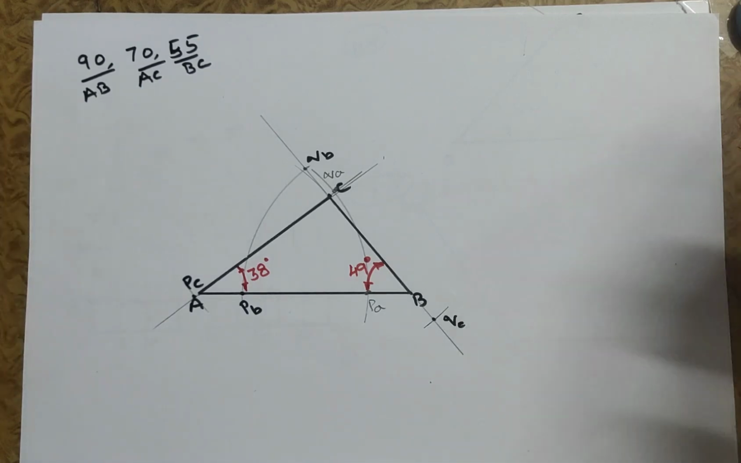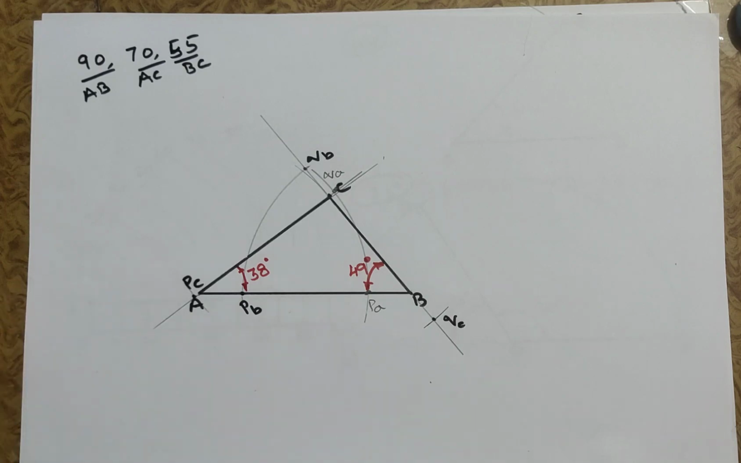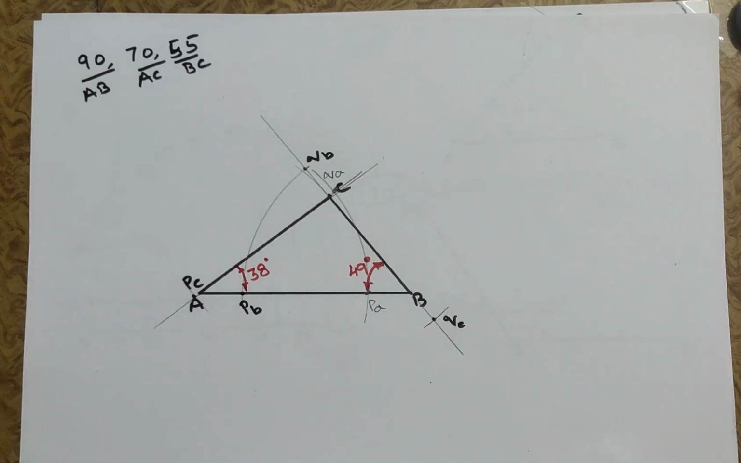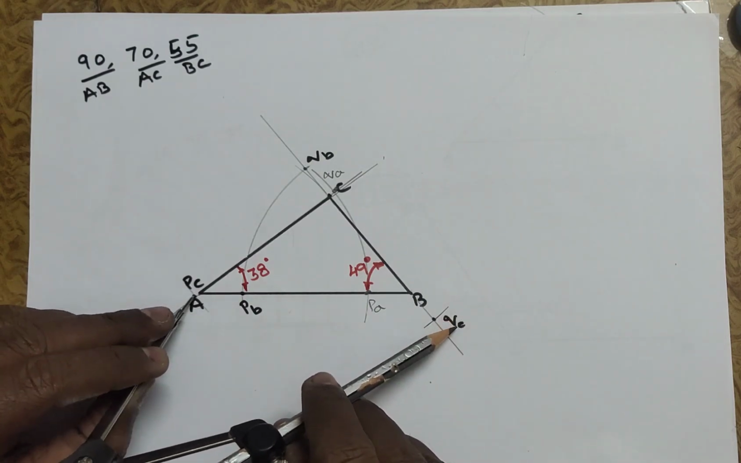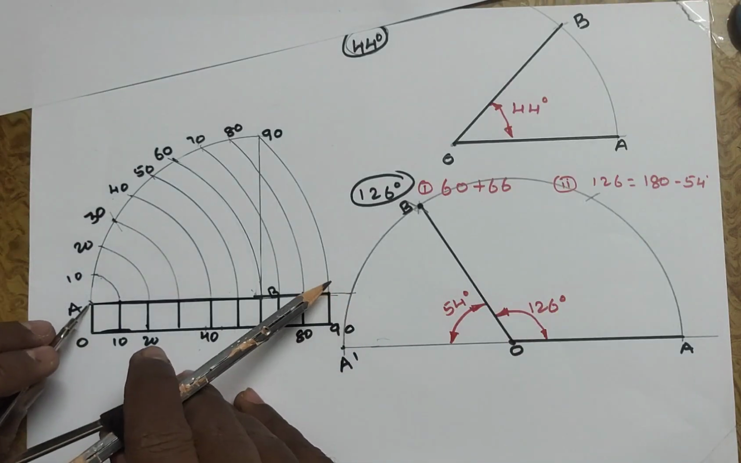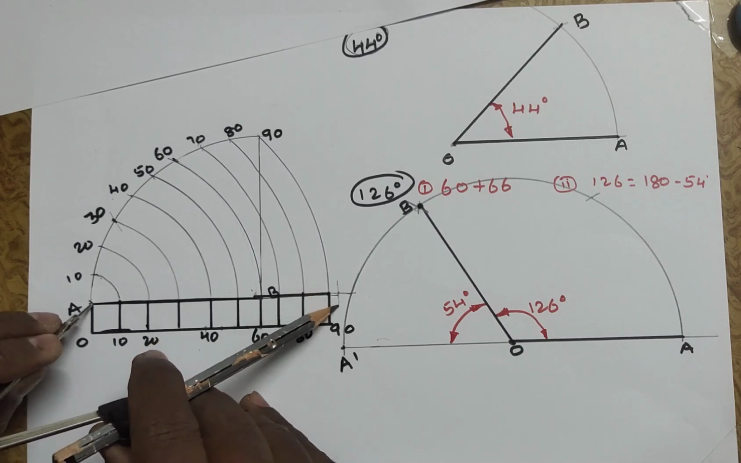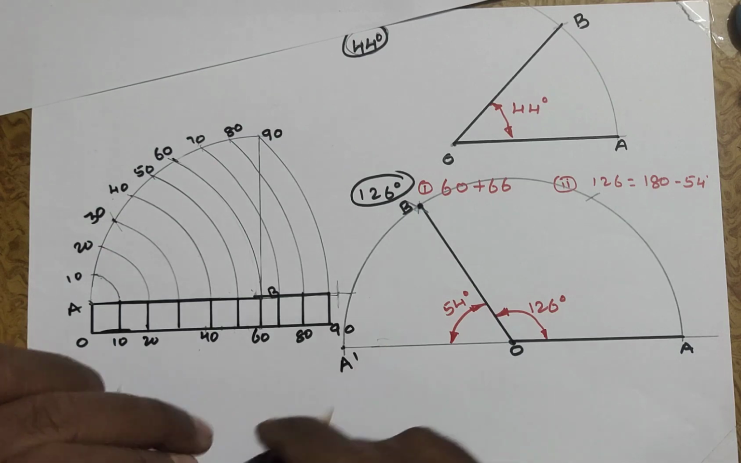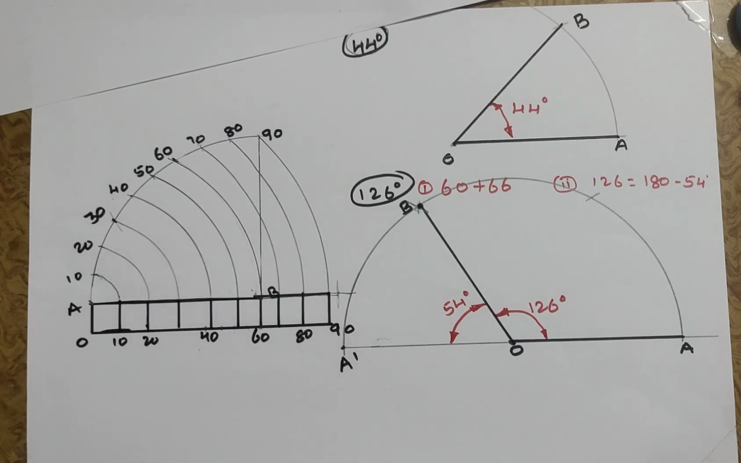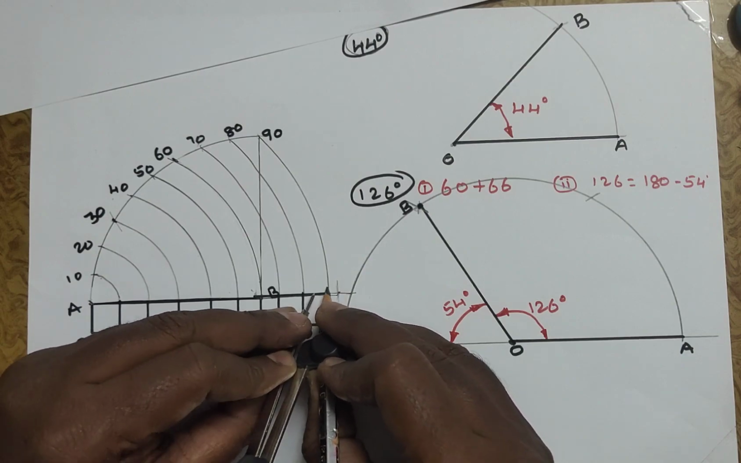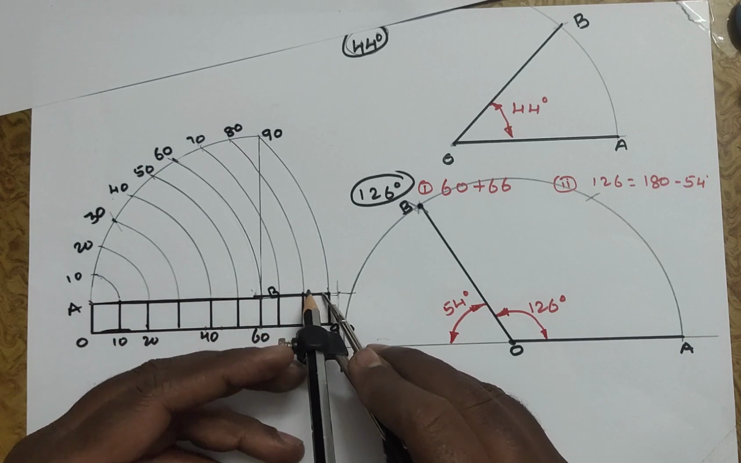PC and QC. Then what do we have to do? Take the length PC to QC as radius. If you take it here, it has already crossed 90. Then what I have to do? Take this particular length as radius, and either mark it from here, or mark it from here.